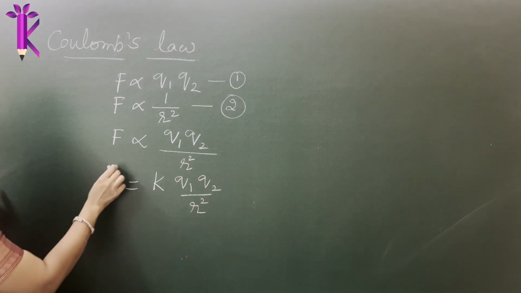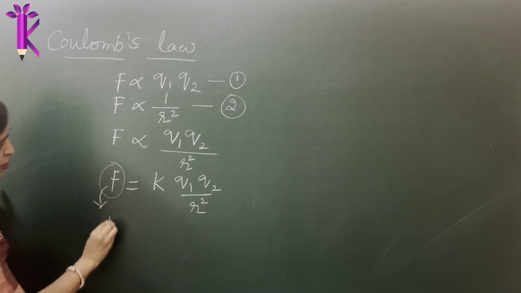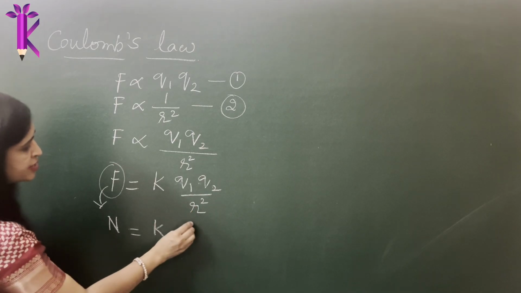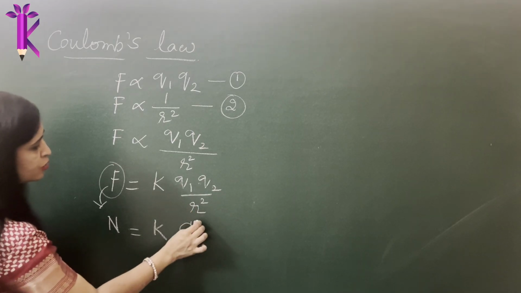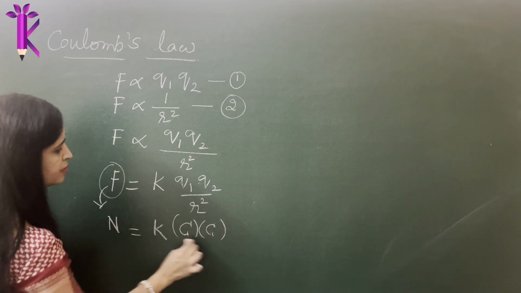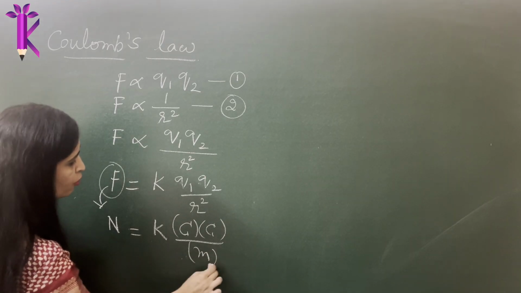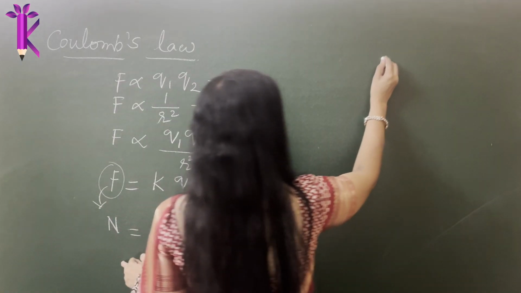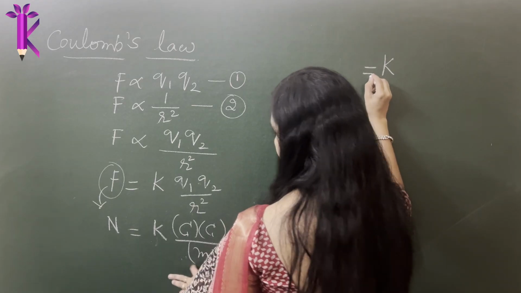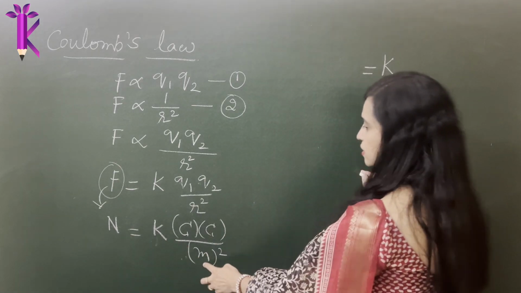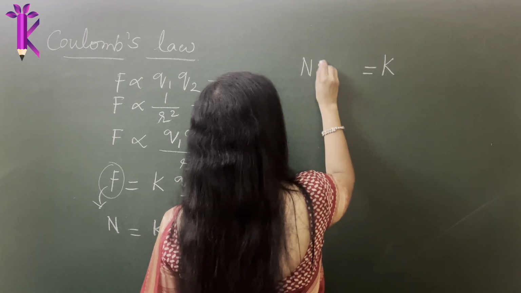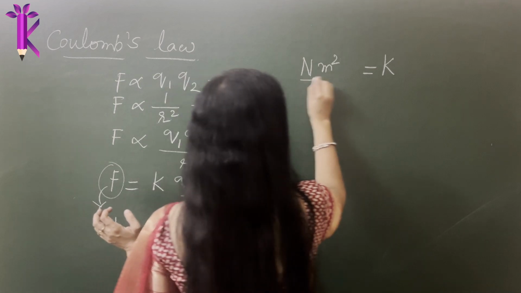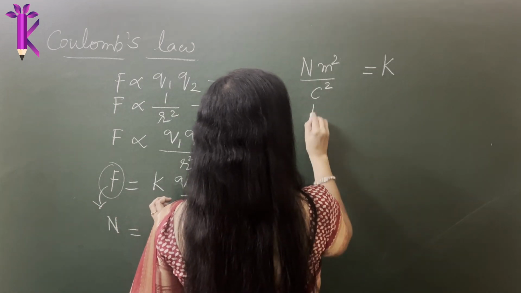Now, what is the SI unit for force? It is measured in Newton. K remains. What is the SI unit for charges? Charges are measured in Coulomb. So this is measured in Coulomb, this is also measured in Coulomb, and this is measured in meter, but you have the whole square. So what will be the SI unit for Coulomb's constant? Let's cross multiply meter square here. So this becomes Newton meter square, and Coulomb into Coulomb becomes Coulomb square, which goes to the denominator. So Newton meter square per Coulomb square.